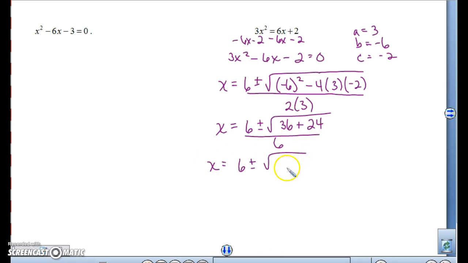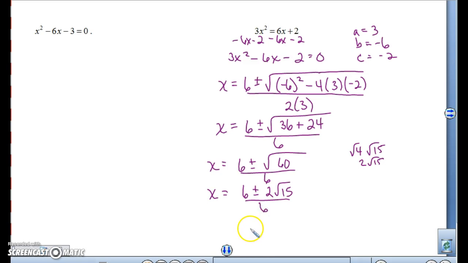So 36 plus 24 gives me 60, all over 6. Now I need to simplify 60. What perfect square goes into 60? Well, let's see, 4 times 15, I believe, is 60. So that's going to give me 2 times the square root of 15. So x is equal to 6 plus or minus 2 times the square root of 15, all over 6.